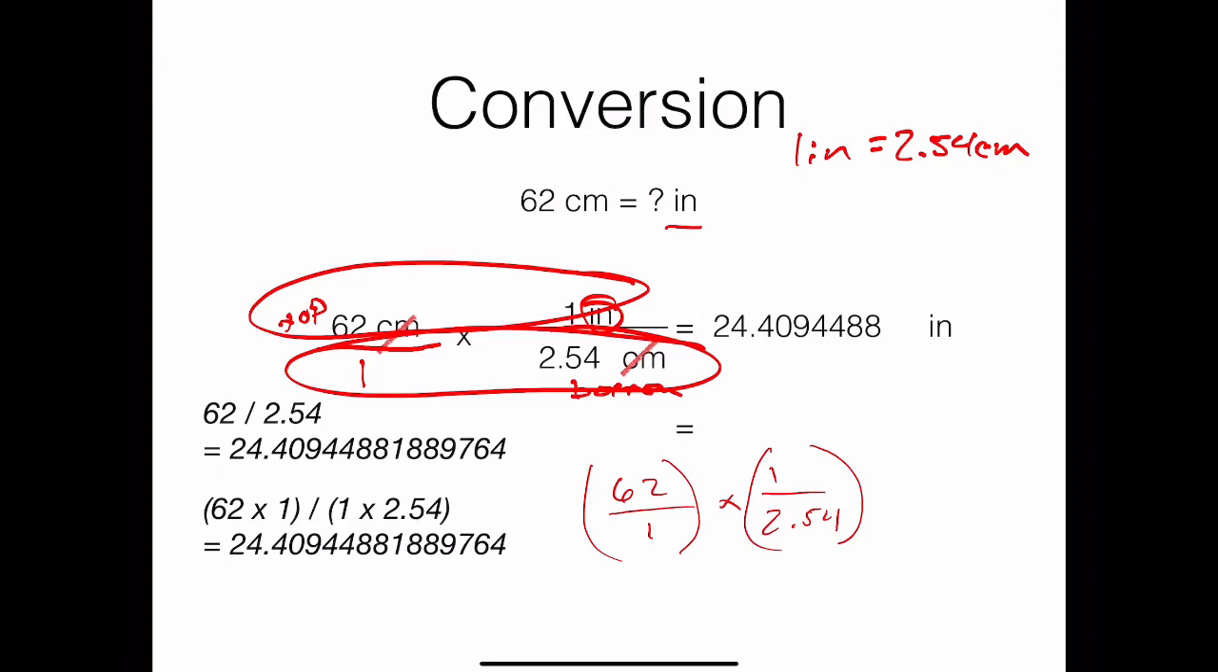I use the method on the top because the method on the top means I can ignore the ones and I don't need to use parentheses. It just comes out a little bit cleaner. Either way, we put this in the calculator, we get the same answer.